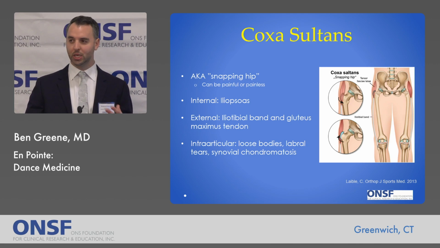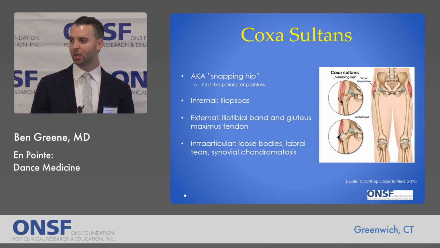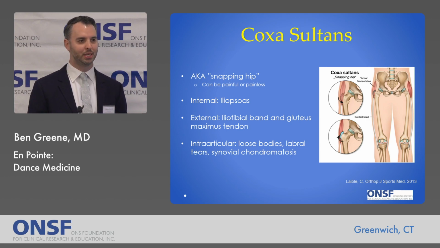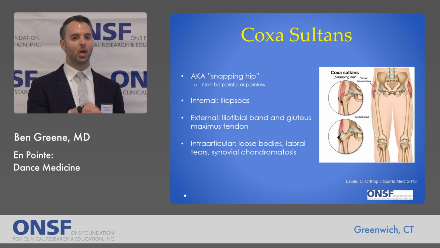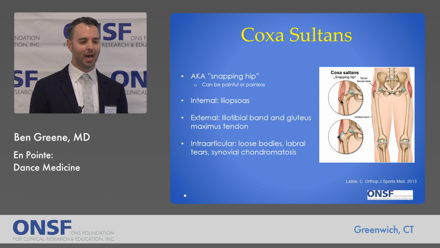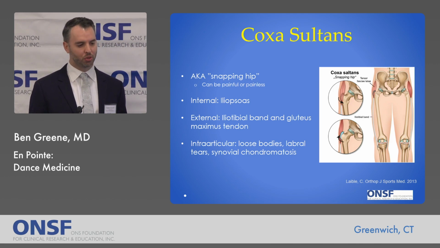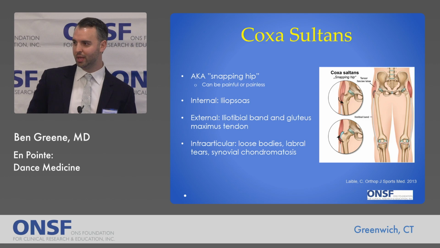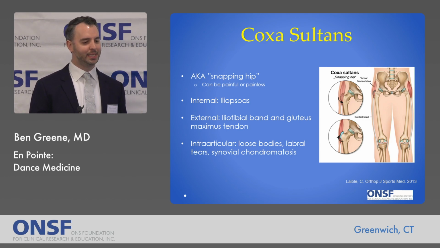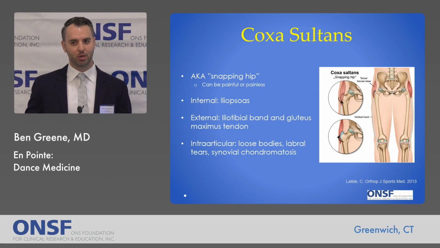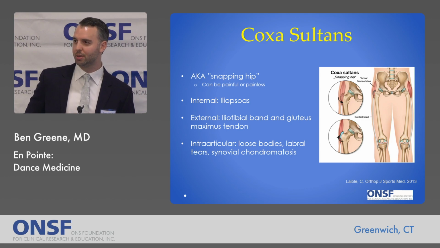So there's internal snapping hip, which is usually caused by the iliopsoas muscle and tendon rubbing over the acetabulum, the socket of the hip. That is the type of snapping hip that is often felt by the dancer and the clinician. Then there's external snapping hip, which is on the outside of the hip, experienced when the IT band and the gluteus maximus tendon are snapping over the greater trochanter on the outside of the hip.